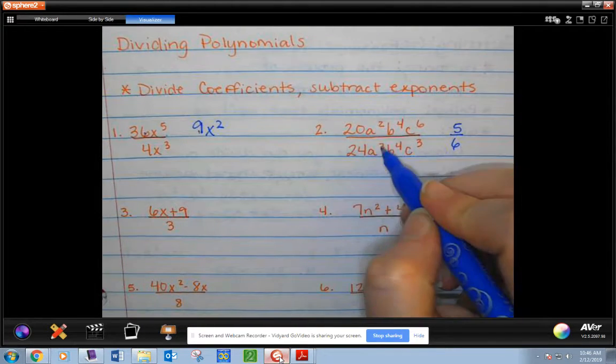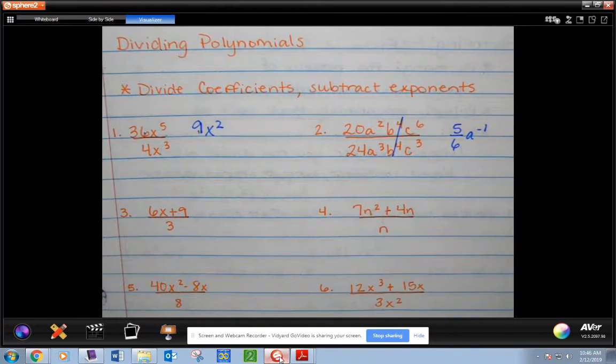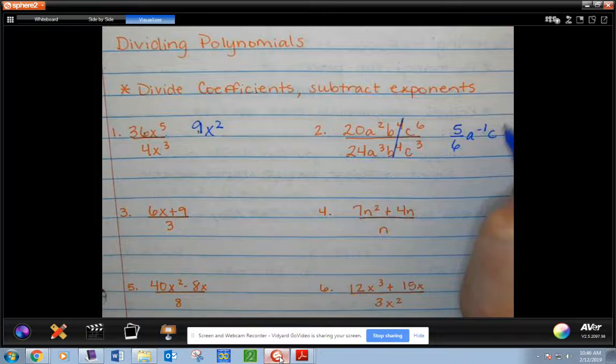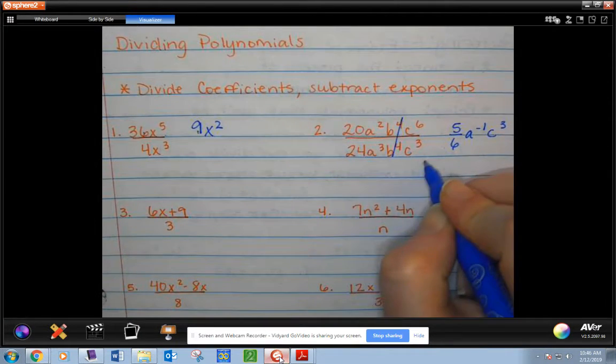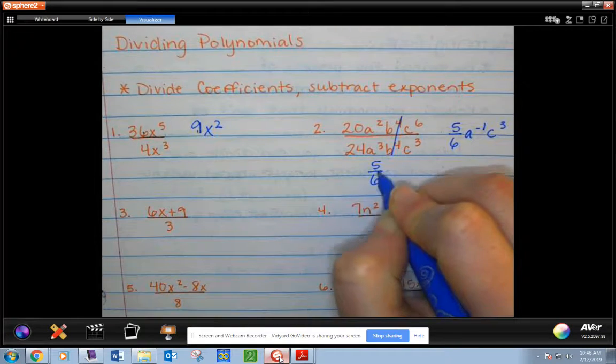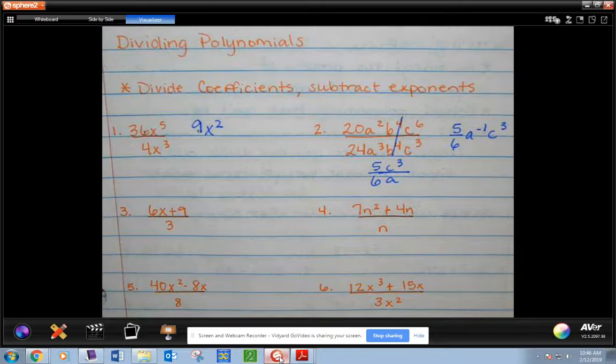Okay, 2 minus 3 is -1. 4 minus 4 cancels. And 6 minus 3 gives me 3. This can't be my final answer because I have a negative. So I'm going to keep 5 over 6 and extend my bar. A goes on the bottom and C stays on the top.